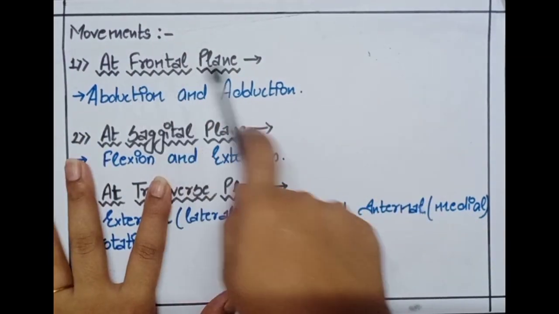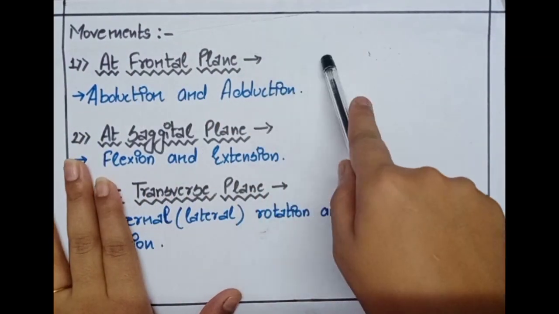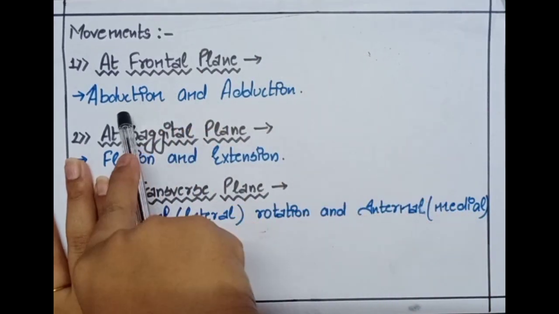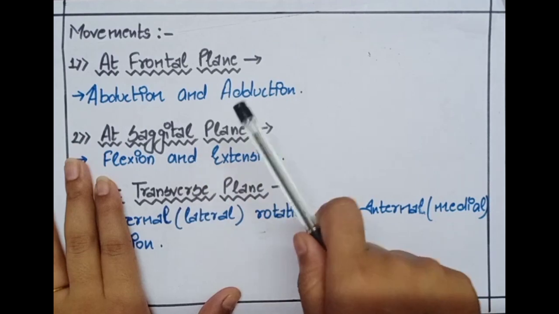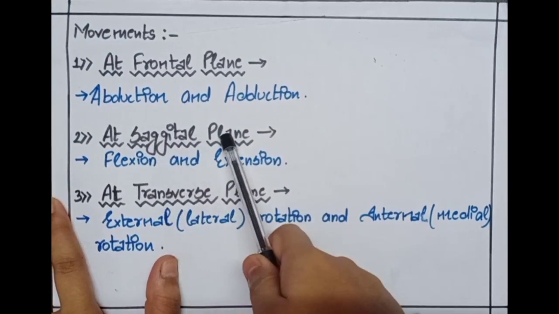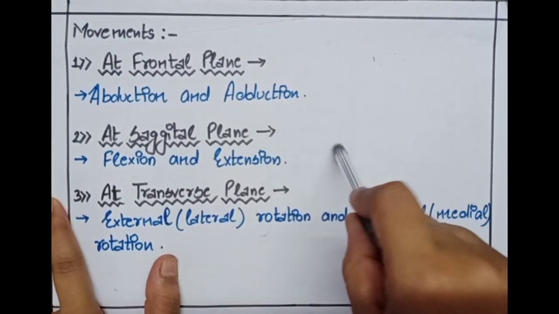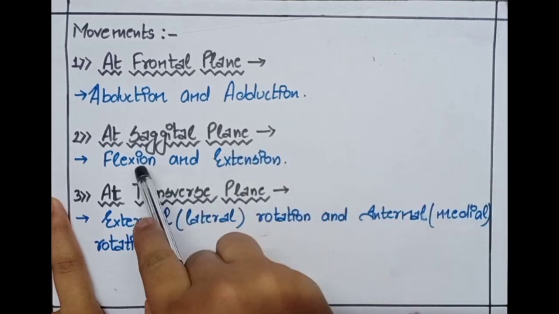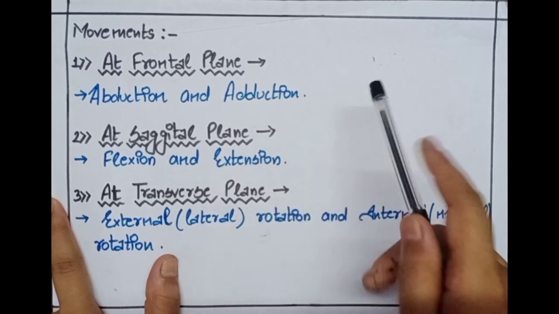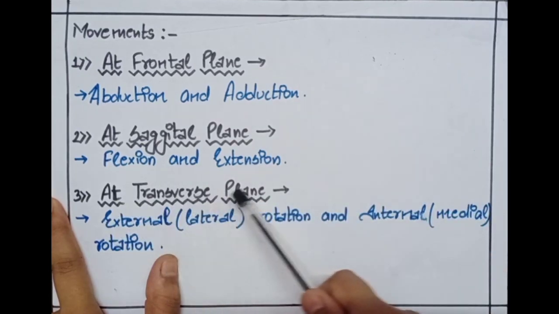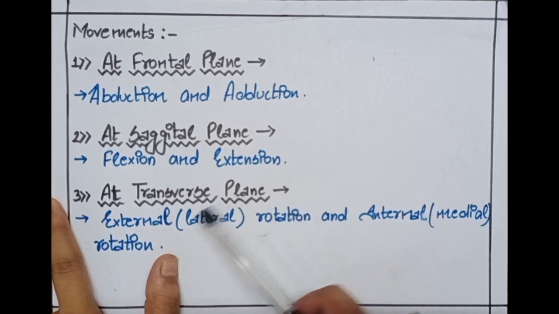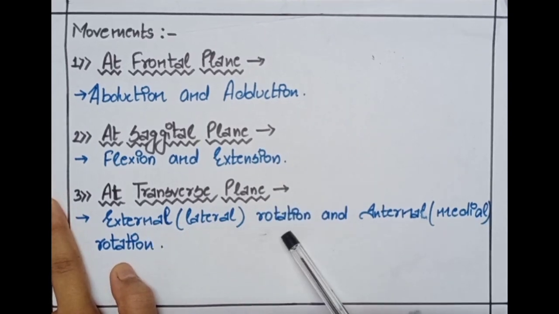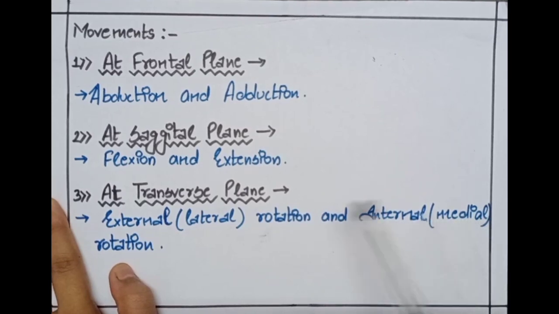The first one is your frontal plane. In the frontal plane, the movements occurring would be side to side movements, so they would be abduction and adduction. In the sagittal plane, the movements occurring would be front to back, so the movements would be flexion and extension. The third one is the transverse plane. The movements occurring at the transverse plane would be your external or lateral rotation and your internal or medial rotation.